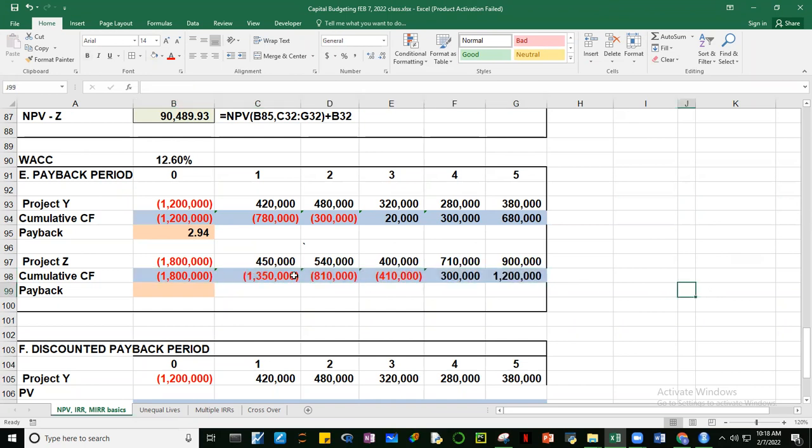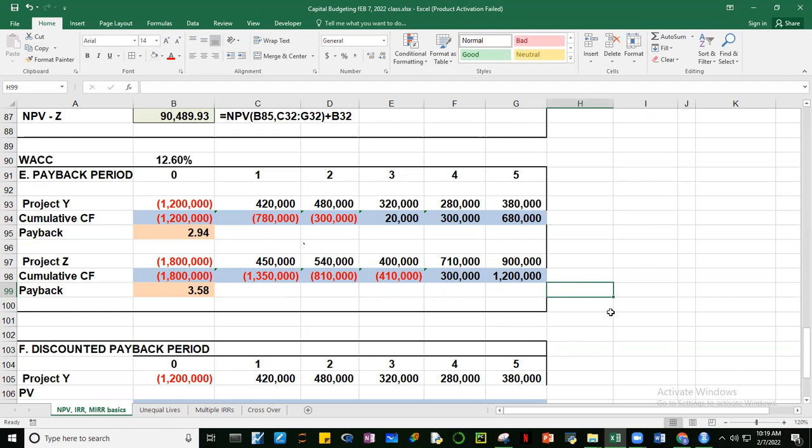For project Z, pwede natin copy ito, Control C, Control V, and then copy to the right. Ina-add din natin yung mga cash flows natin. So, ang payback natin dito, kailan magiging positive na? Kailan natin marirecover yung cash flow natin? Year 3 plus, how much do we need to recover? 410. Ine-negative ko to para maging positive siya. Divided by the cash flow expected at year 4, it's 710. So this is 3.58.